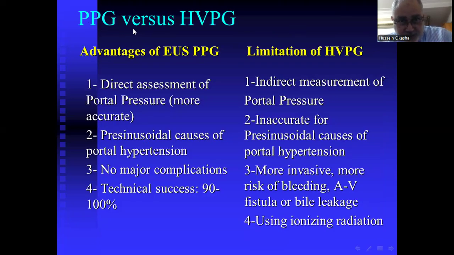Portal pressure gradient has many advantages over hepatic venous pressure gradient because it is a direct assessment of portal pressure, and it can determine pre-sinusoidal causes of portal hypertension and has no major complications, in contrast to hepatic venous pressure gradient, which is more invasive, with more risk of bleeding, AV fistula, and bile leakage. And the technical success of portal pressure gradient measurement is 90 to 100%.